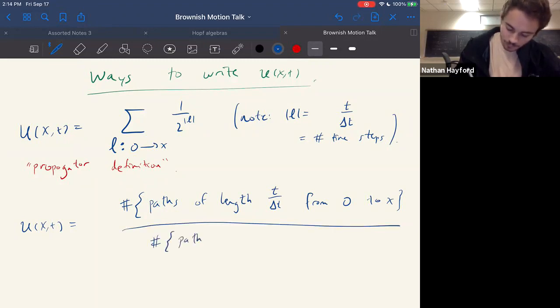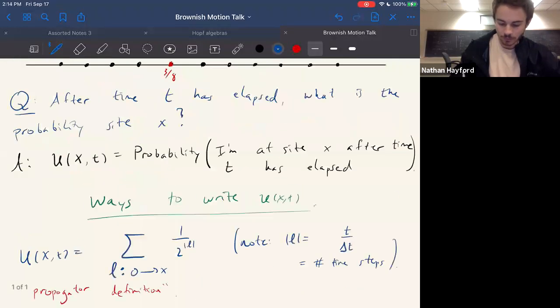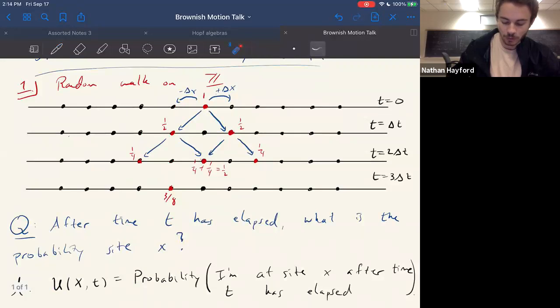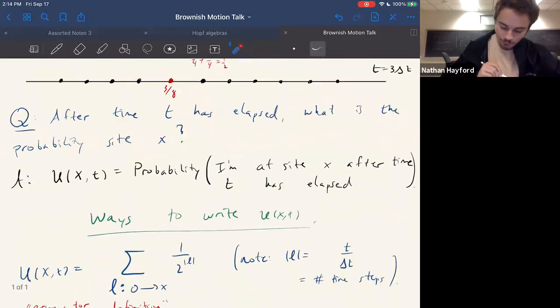Number of paths of length t over delta t. So that's just all paths, and we know, just because of what I was talking about up here, that number is 2 to the L. So there are 2 to the L possible paths of length L, just because there are 2 to the L choices you can make at each step.